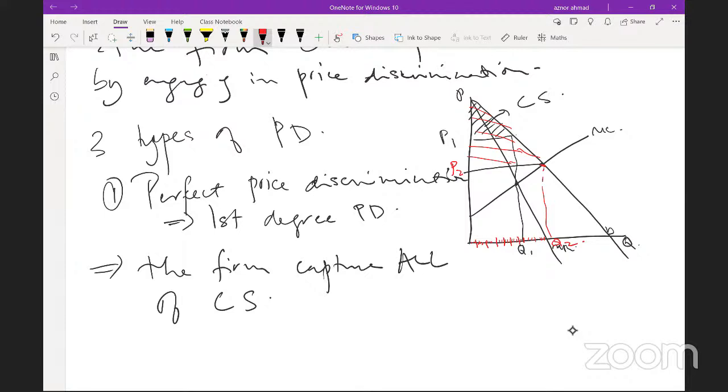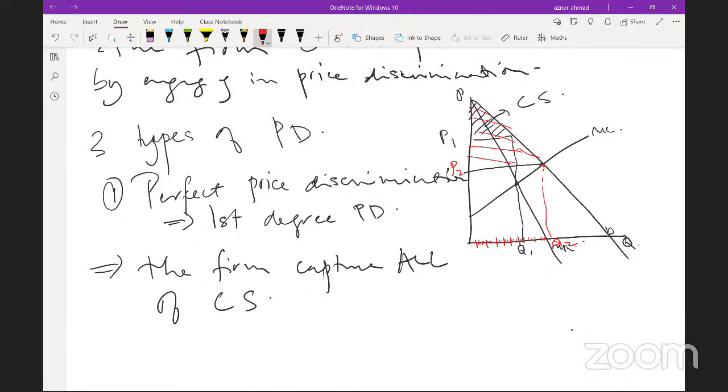So that's why I said that really engaging in perfect price discrimination is almost impossible in the real world, because the firm would be charging every single quantity a different price, whatever the consumers are willing to pay.